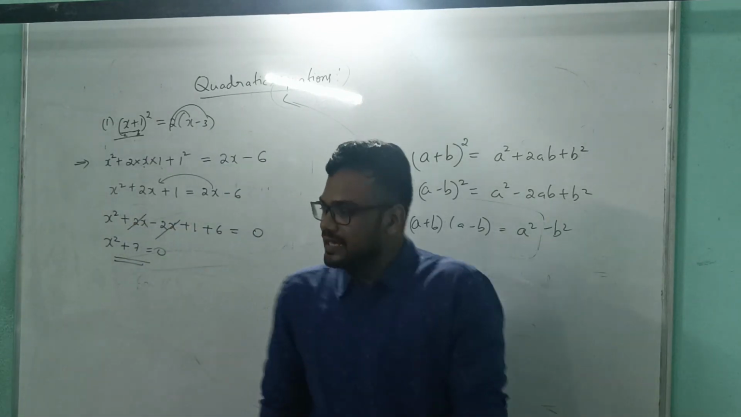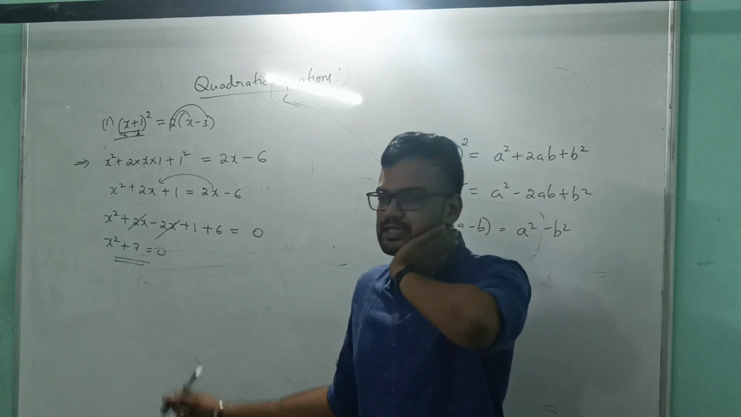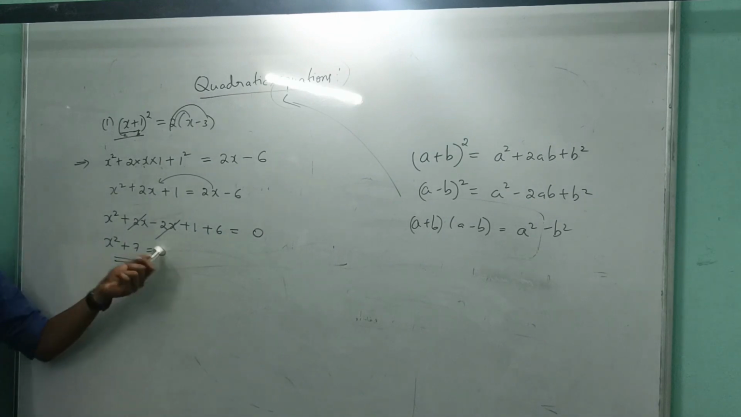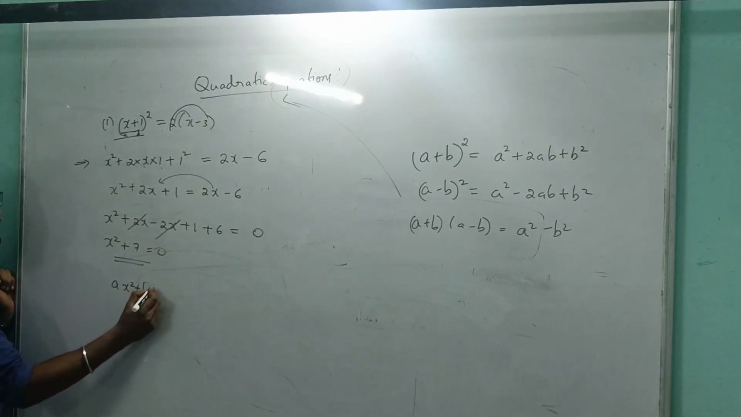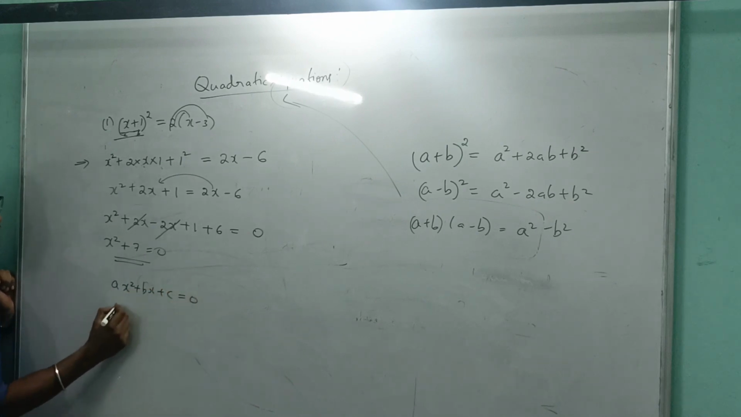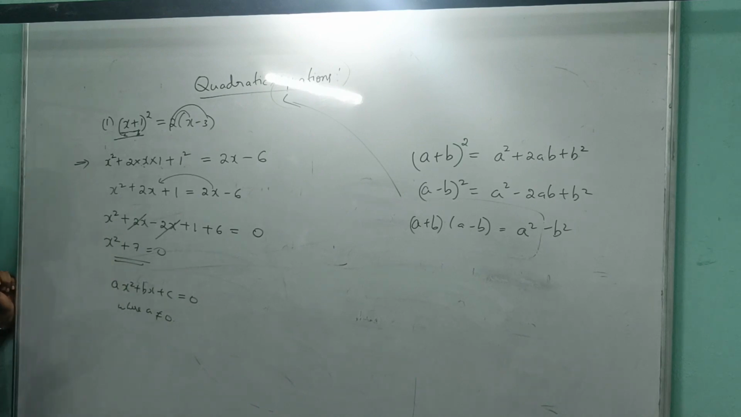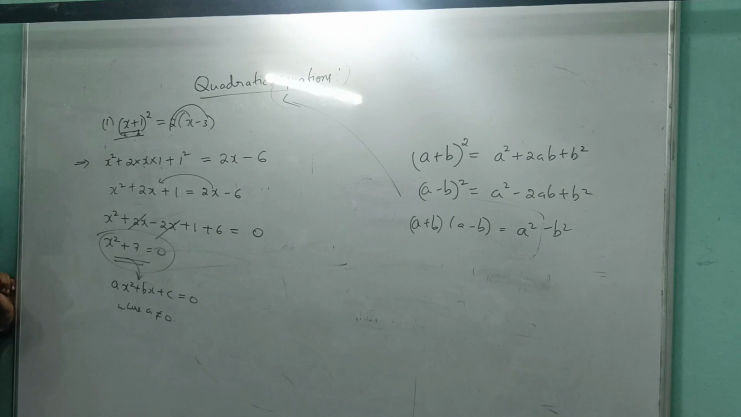Now tell me, is this a quadratic equation or not? Is it in the general form? What is the general form of a quadratic equation? ax square plus bx plus c is equal to 0, where a is not equal to 0. Correct? This is the general form of a quadratic equation. Is this equation in the general form? Yes, it is.